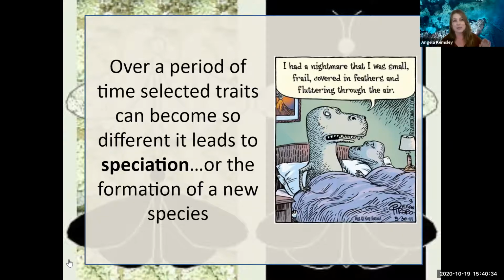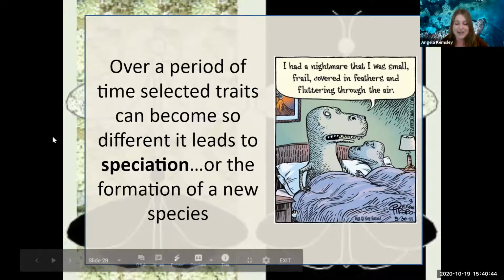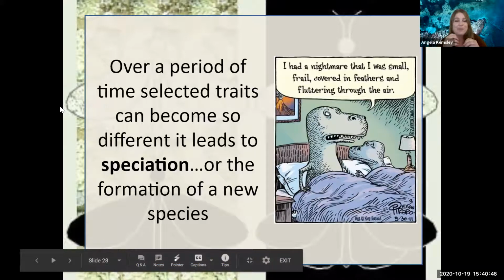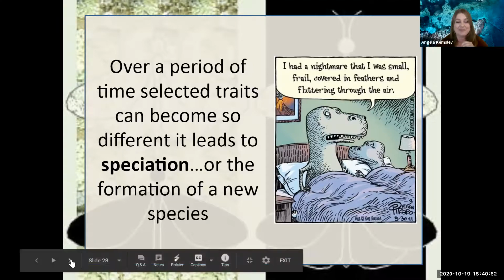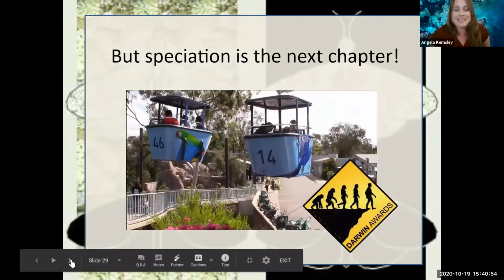And speciation, my friends, could be an entire class in and of itself, because scientists don't agree about what makes a species. We'll get into that in a later lecture, but just for now, know that over time, those selected traits can become so different that it leads to the creation of new species. But yes, it's the next chapter.